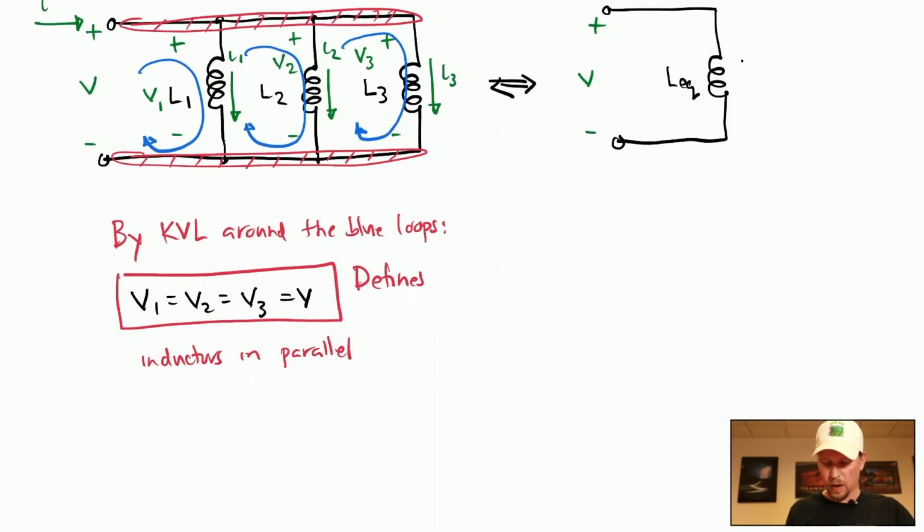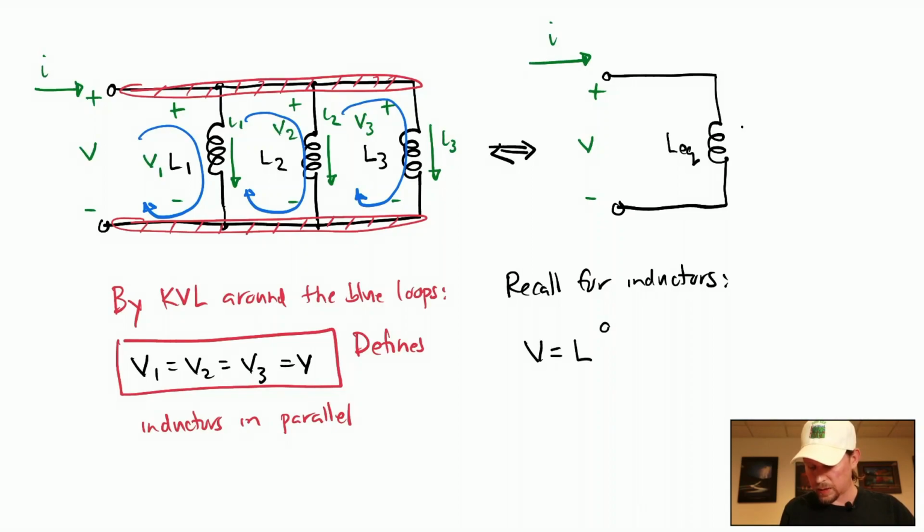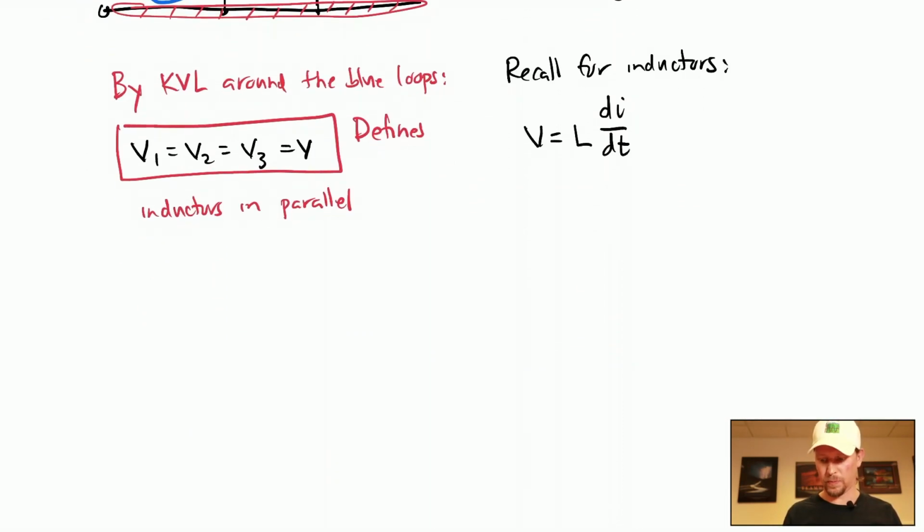Now, one thing that I also want to do, before I do anything else, is remind you of the IV characteristics of inductors. So recall for inductors, remember that the voltage was equal to the inductance times the time derivative of the current. Now this is the IV characteristic in differential form. This can actually be inverted to be rewritten in integral form.